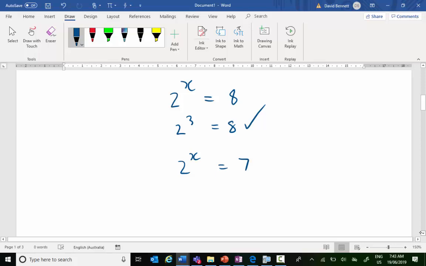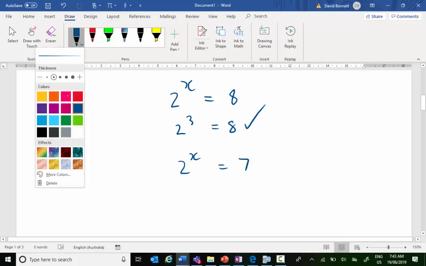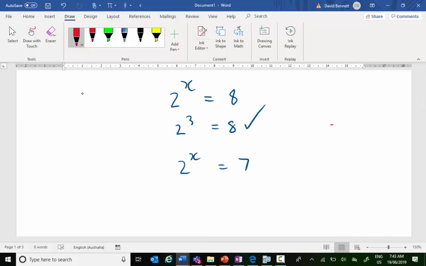Now, one technique you could use is trial and error. That works, there's no doubt about it. The easiest way though is to use our log laws. The log law that we're going to use for this one is this law here: log of A to the power of x is equal to x log A. That's what we're going to use there.